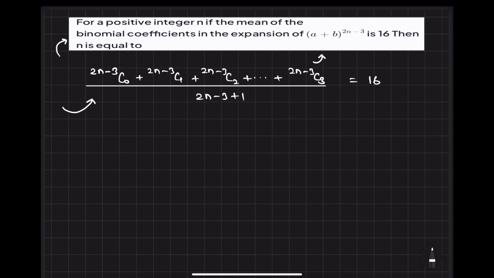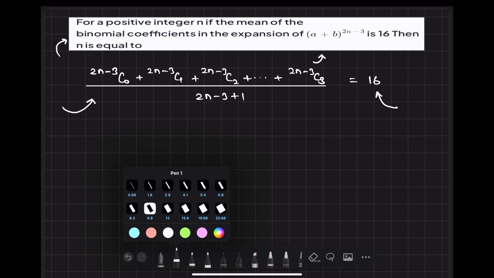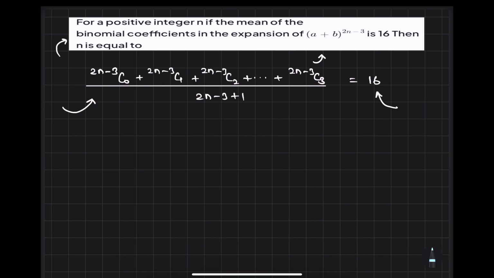is equal to 16. So according to us, mean is this. According to them, mean is this. Okay. Now, after expansion, what we will do? We will replace a and b with 1. Okay. So you know that sum of binomial coefficient is 2 power n, and here n is 2n minus 3. Correct? Now, let's multiply both side by 2n minus 2. So 2n minus 2. So we will have what?